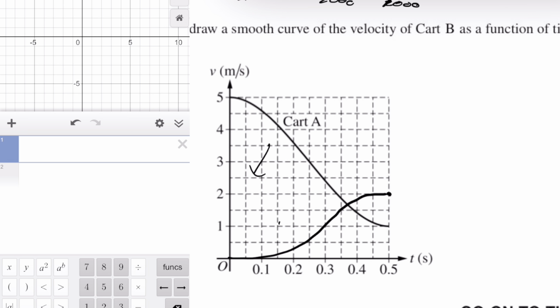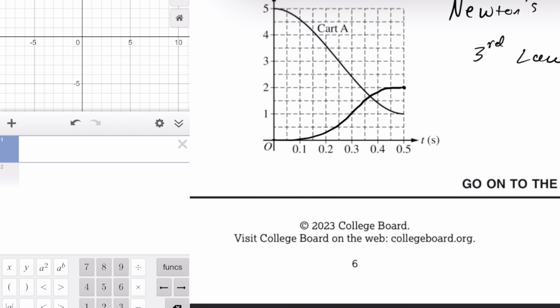When this one's concave down, this one will be concave up. I think that's Newton's third law. Every action has an equal and opposite reaction, right? So this is an application of Newton's third law. So there we go, that's the smooth curve.